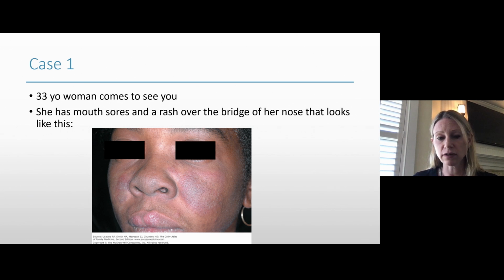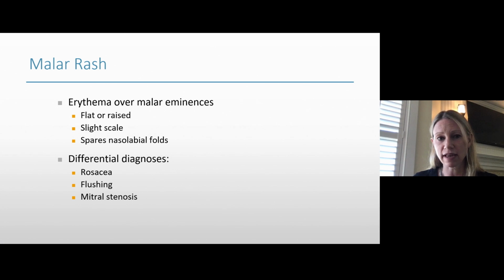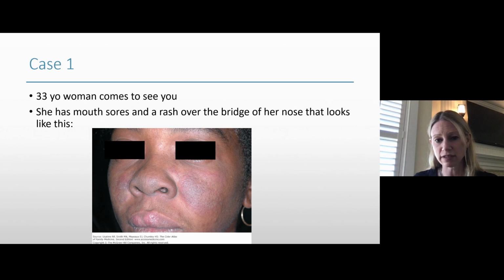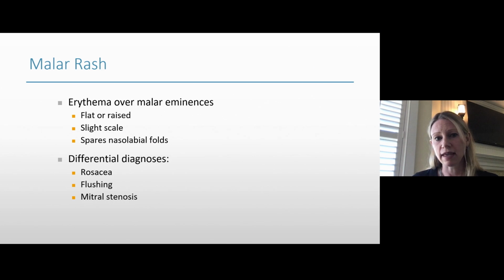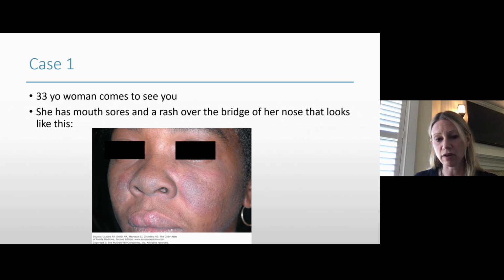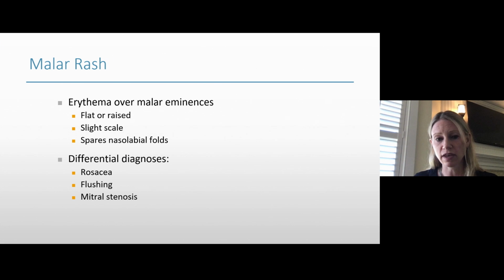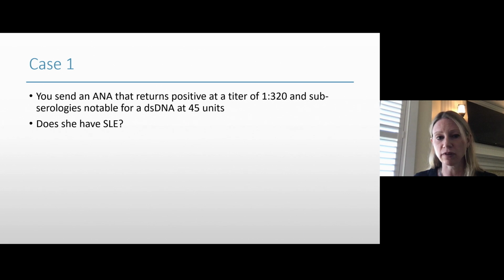And so just to describe this rash, this is a classic malar rash with erythema over the malar eminences, as you can see there. And there's slight scale, and very importantly, it spares the nasolabial fold. So if you look closely, this rash does not cross her nasolabial folds, which is key to the diagnosis of a malar rash. The differential diagnosis to also consider is things like rosacea or flushing or mitral stenosis. However, all of these things can theoretically cross the nasolabial folds.